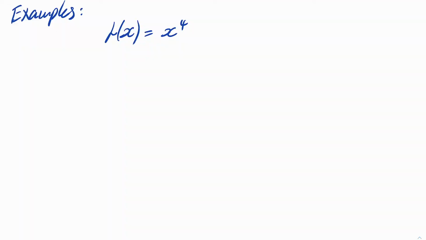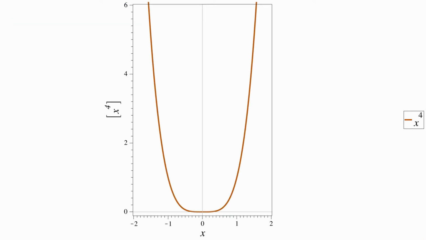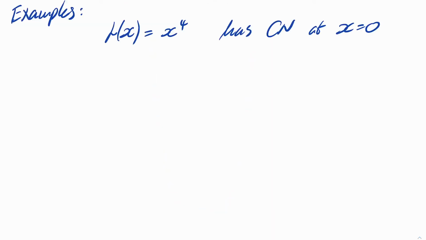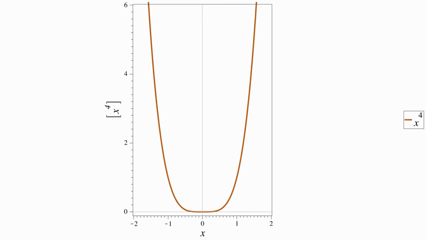Let's have a look at some examples of critical numbers. Let's take a look at the graph example of f of x equals x to the 4. This has a critical number x equals 0 since the first derivative is equal to 0. And in fact, if we look at a graph of x to the 4, we can see this corresponds to a minimum of the function.